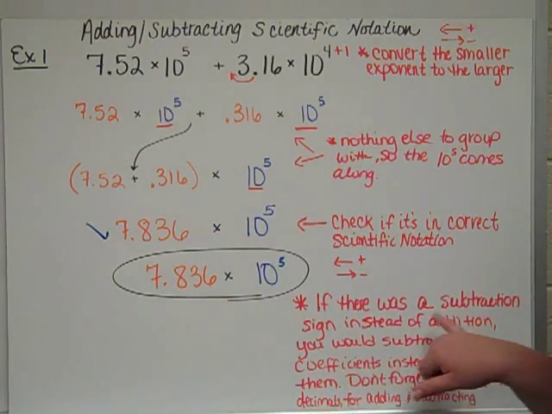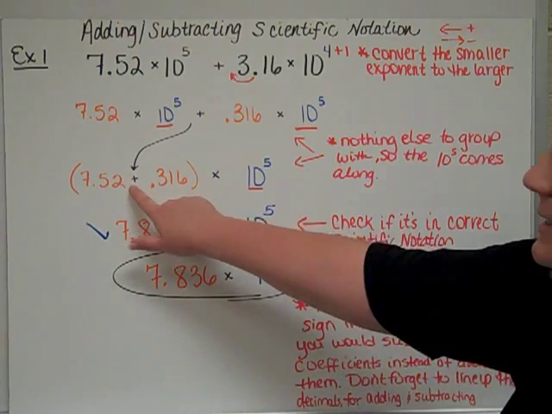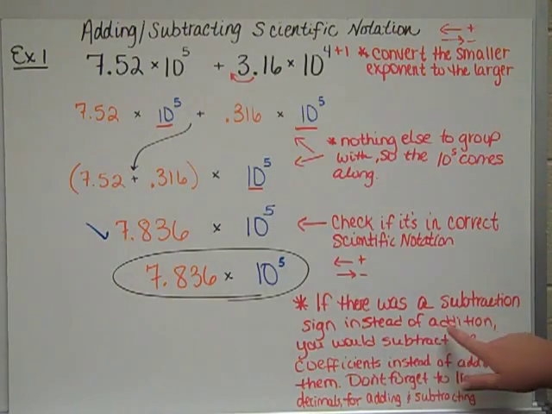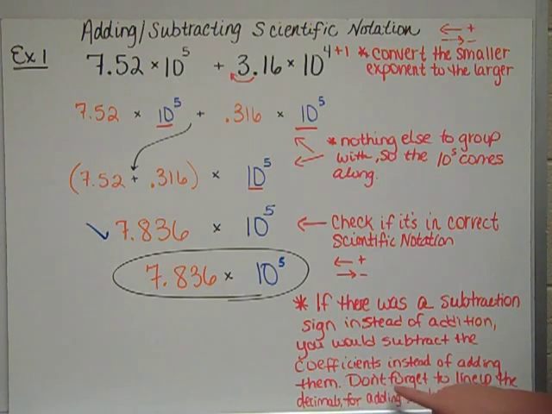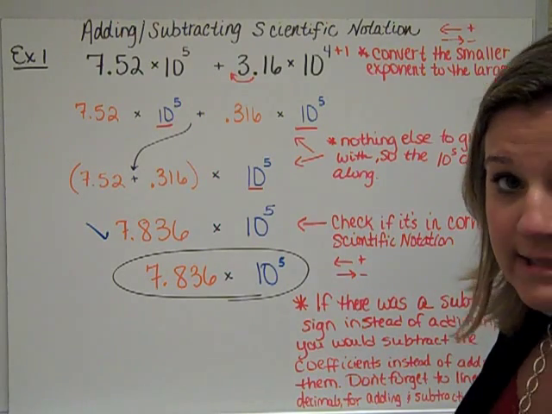Important here, if there was a subtraction sign instead of an addition sign, you would subtract the coefficients instead of adding them. Don't forget to line up the decimals for adding and subtracting scientific numbers.